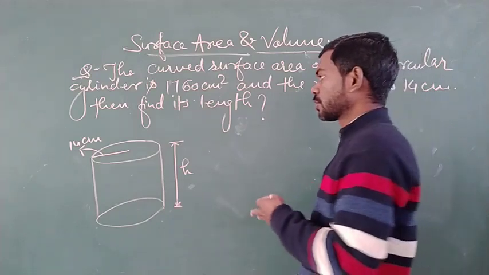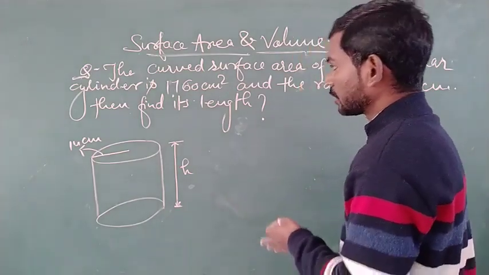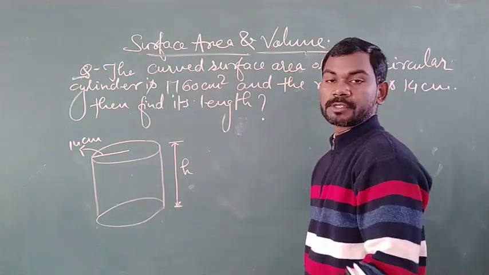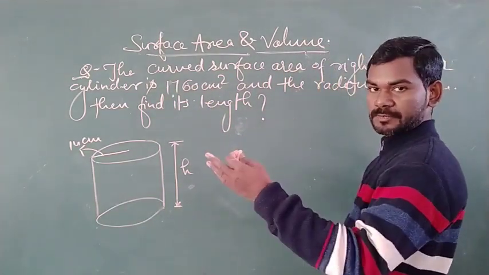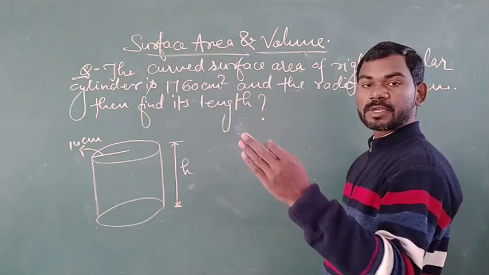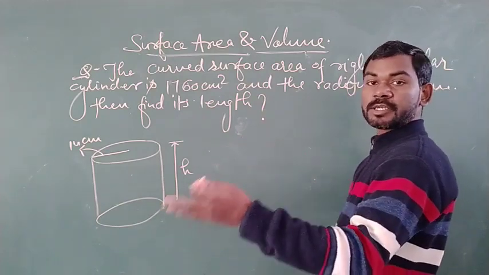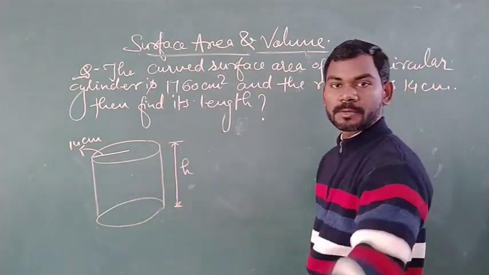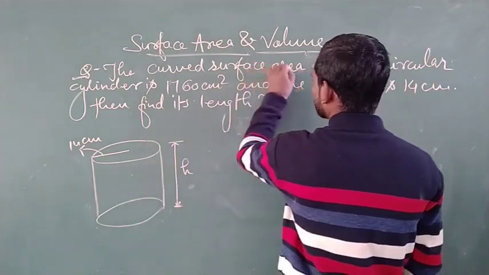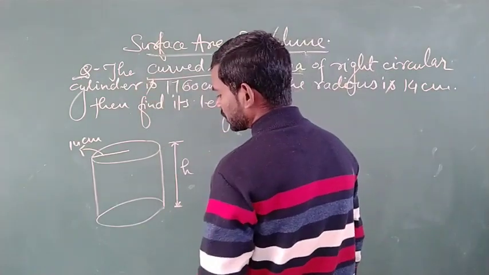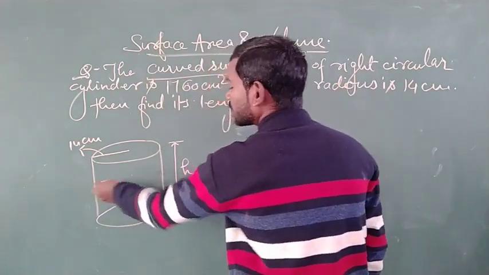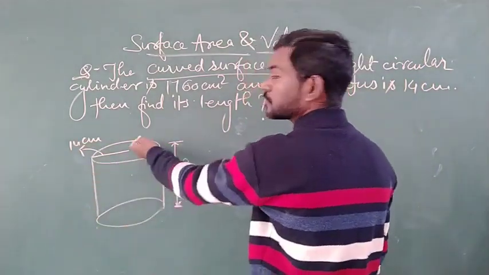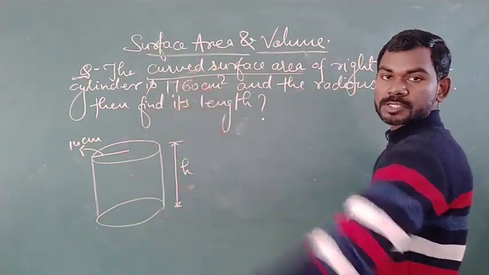In order to find the height, the given quantity is the curved surface area, which means we have to find the lateral surface area. If the question were given in terms of the total surface area, then we would have to find the curved surface area as well as the area of the circular bases. But here only the curved surface area is given, so we need not find the area of the two circular bases. I hope that is clear.